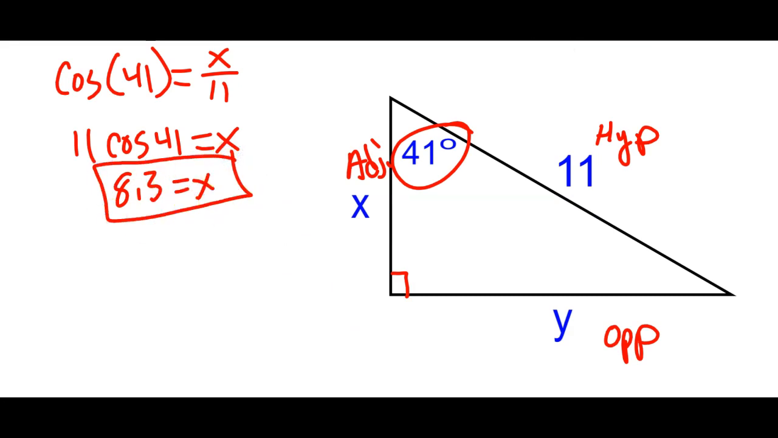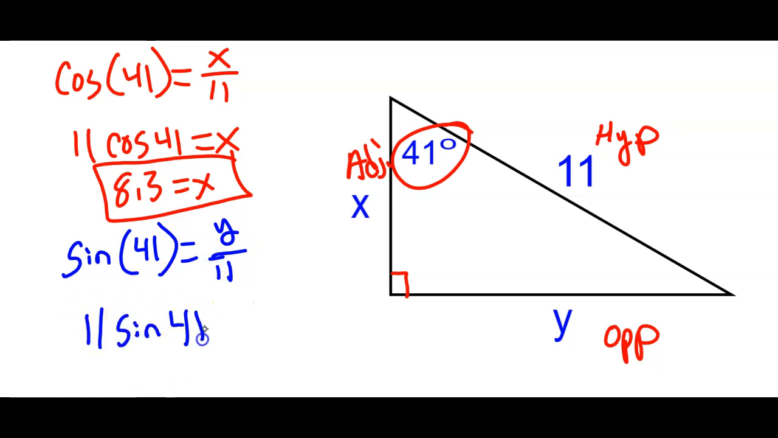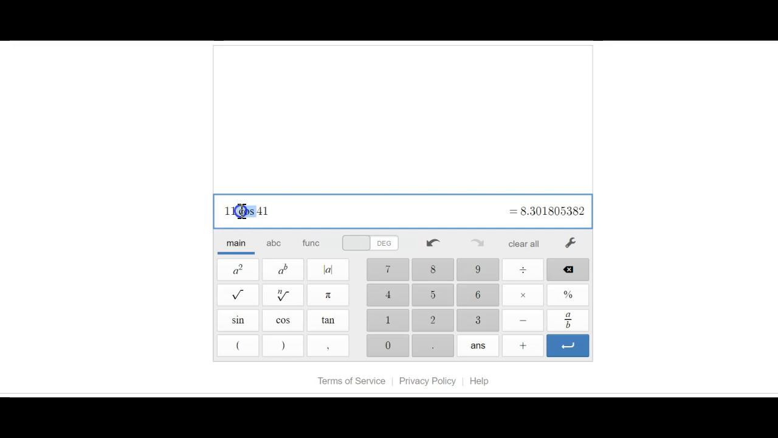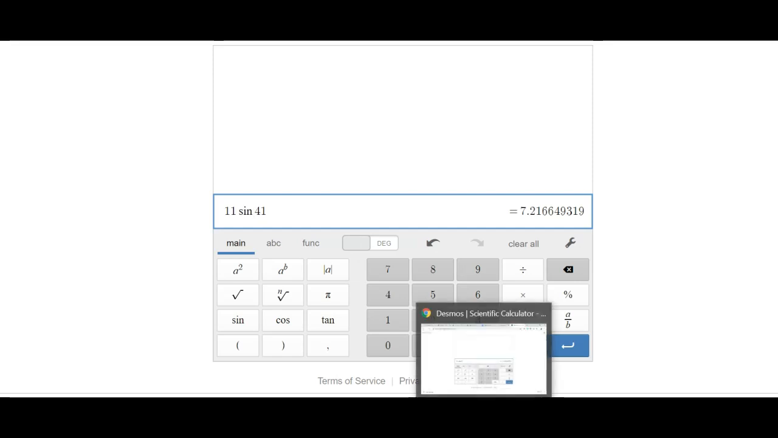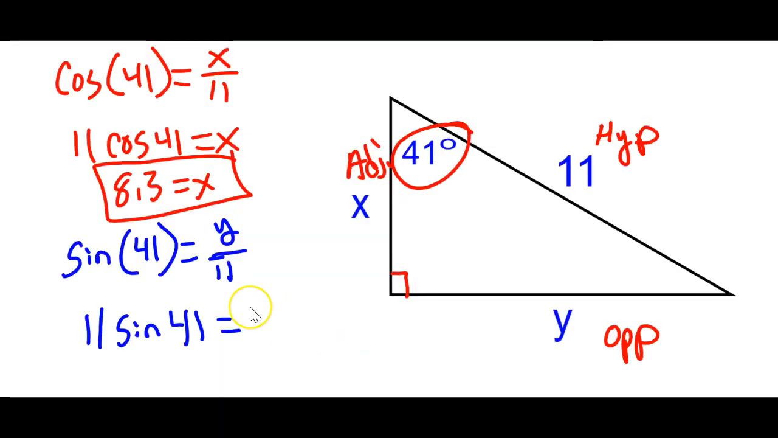Then to solve for y, I want to know the opposite side, and I know the hypotenuse. So opposite and hypotenuse is going to be the sine function. So the sine of my angle is going to equal the opposite over the hypotenuse. So multiplying both sides by 11, I get 11 times the sine of 41. So this just changes to sine. And I get 7.2. There's your value for y.